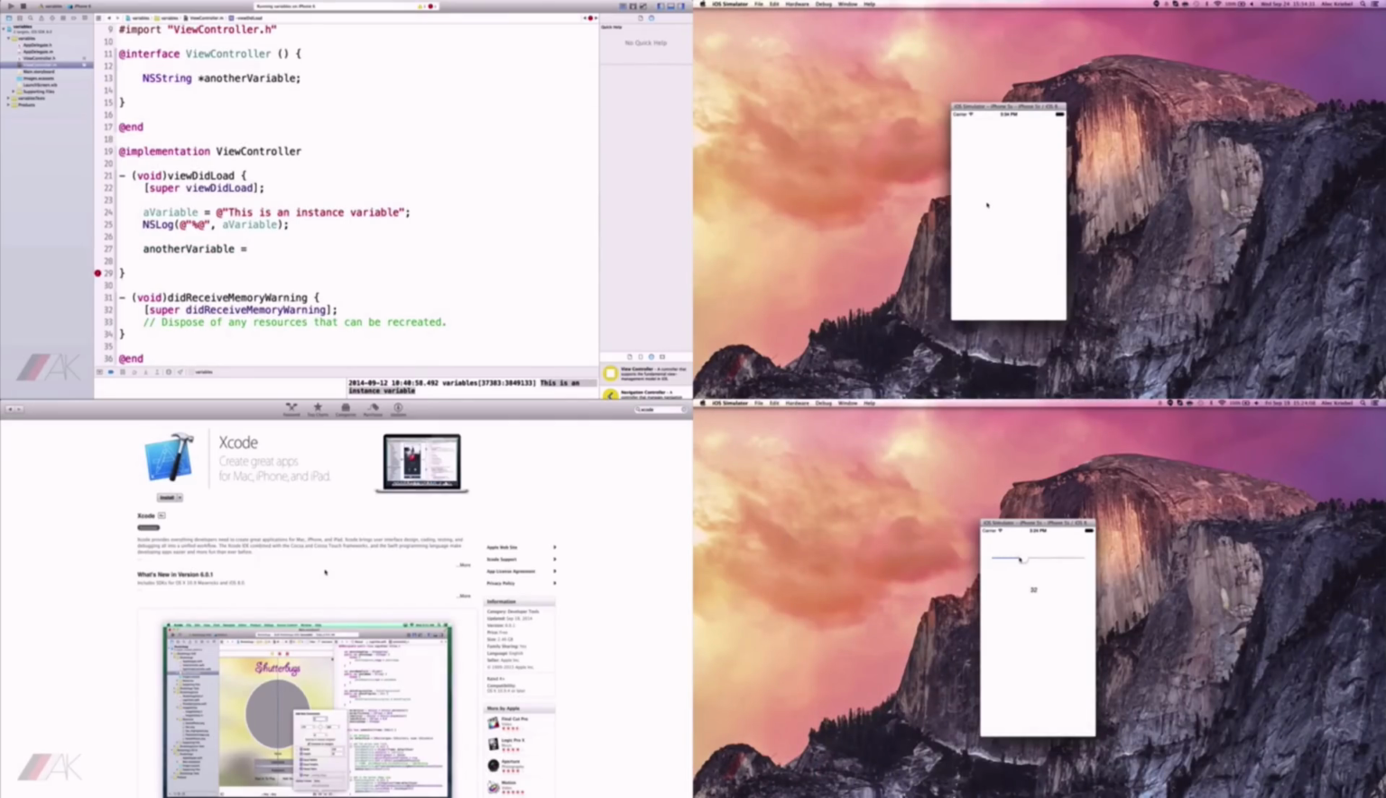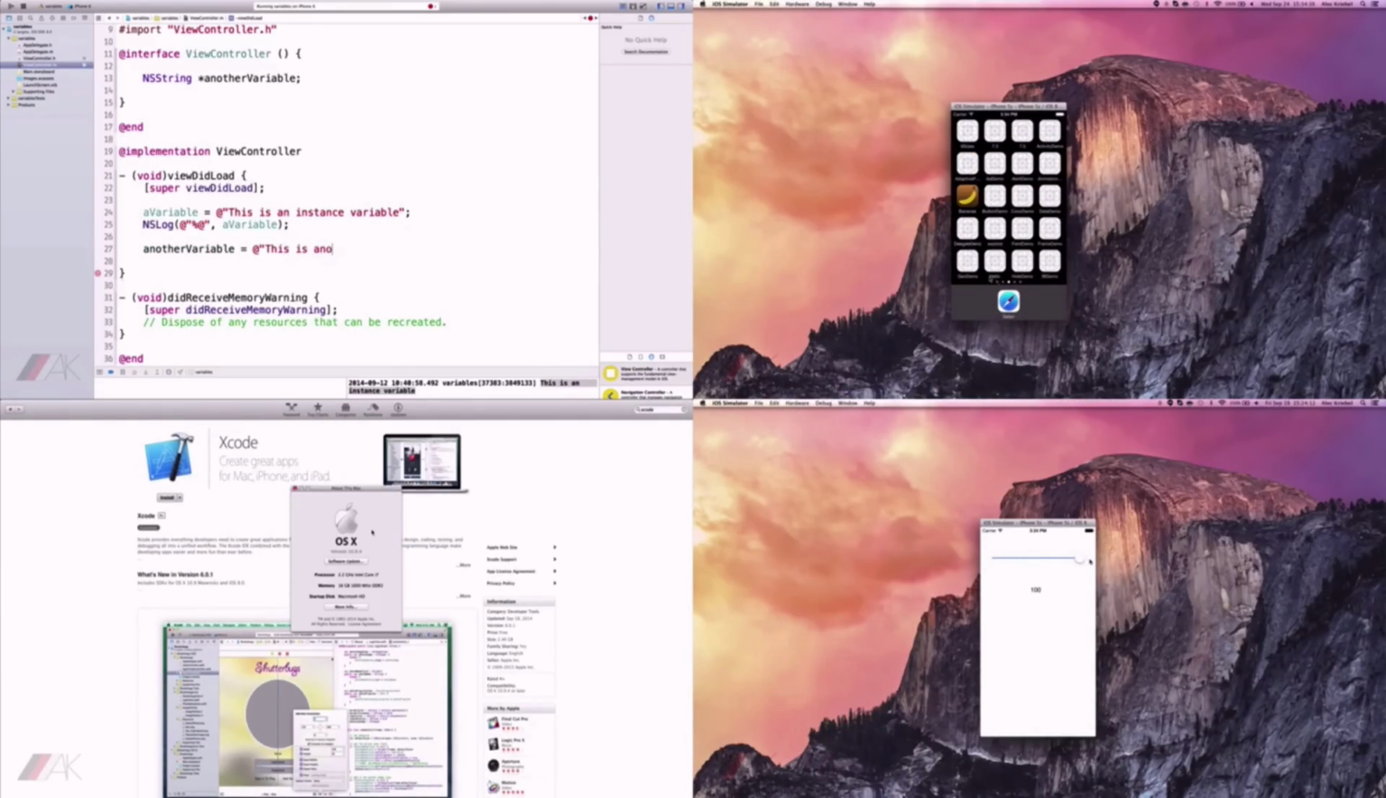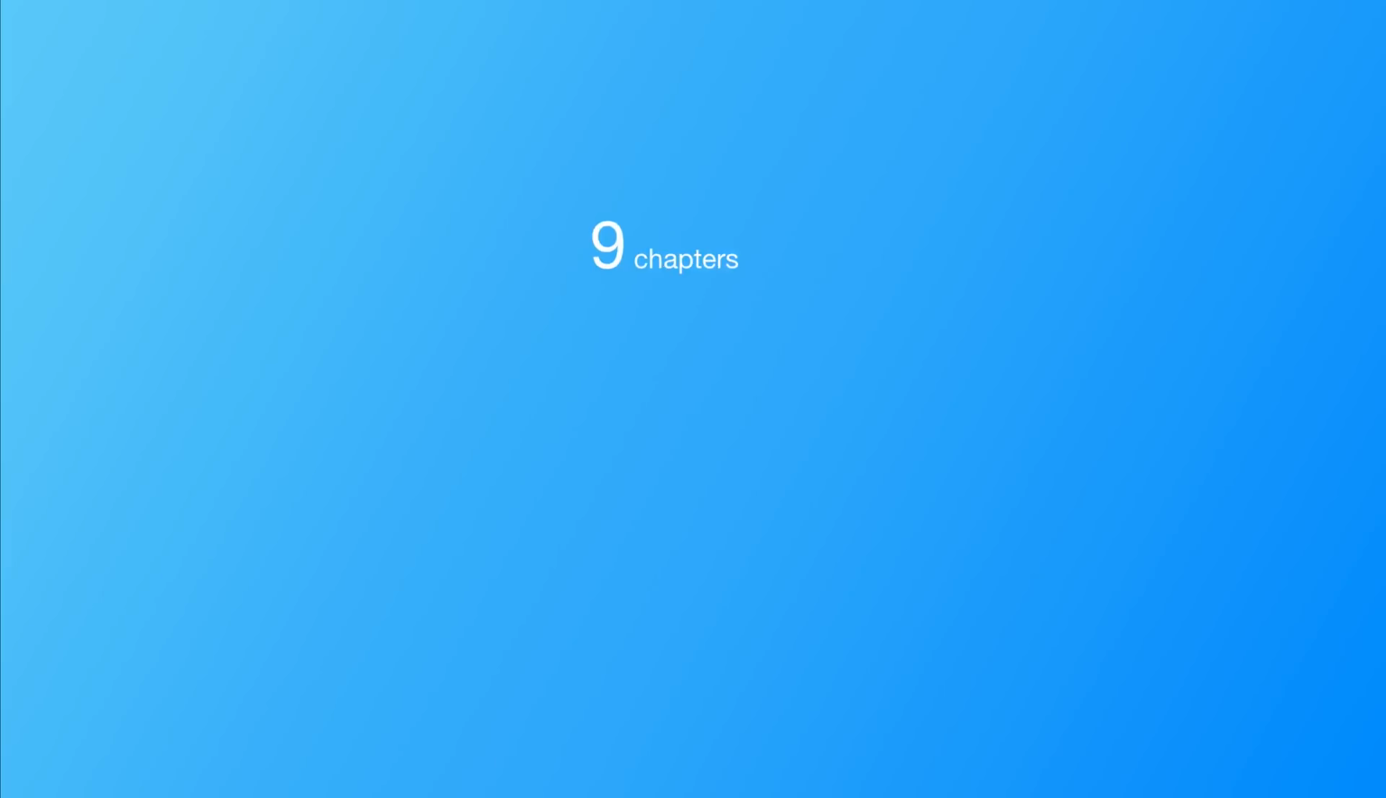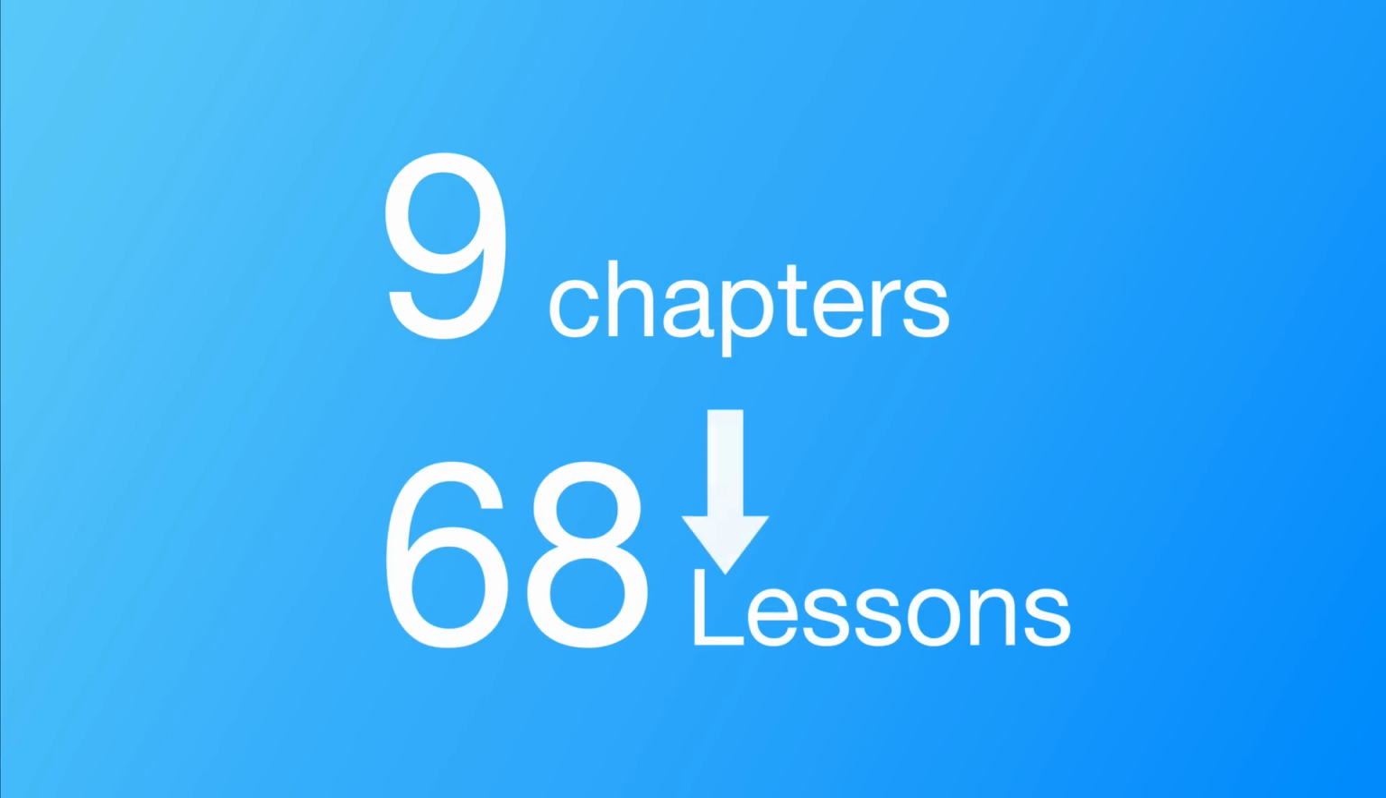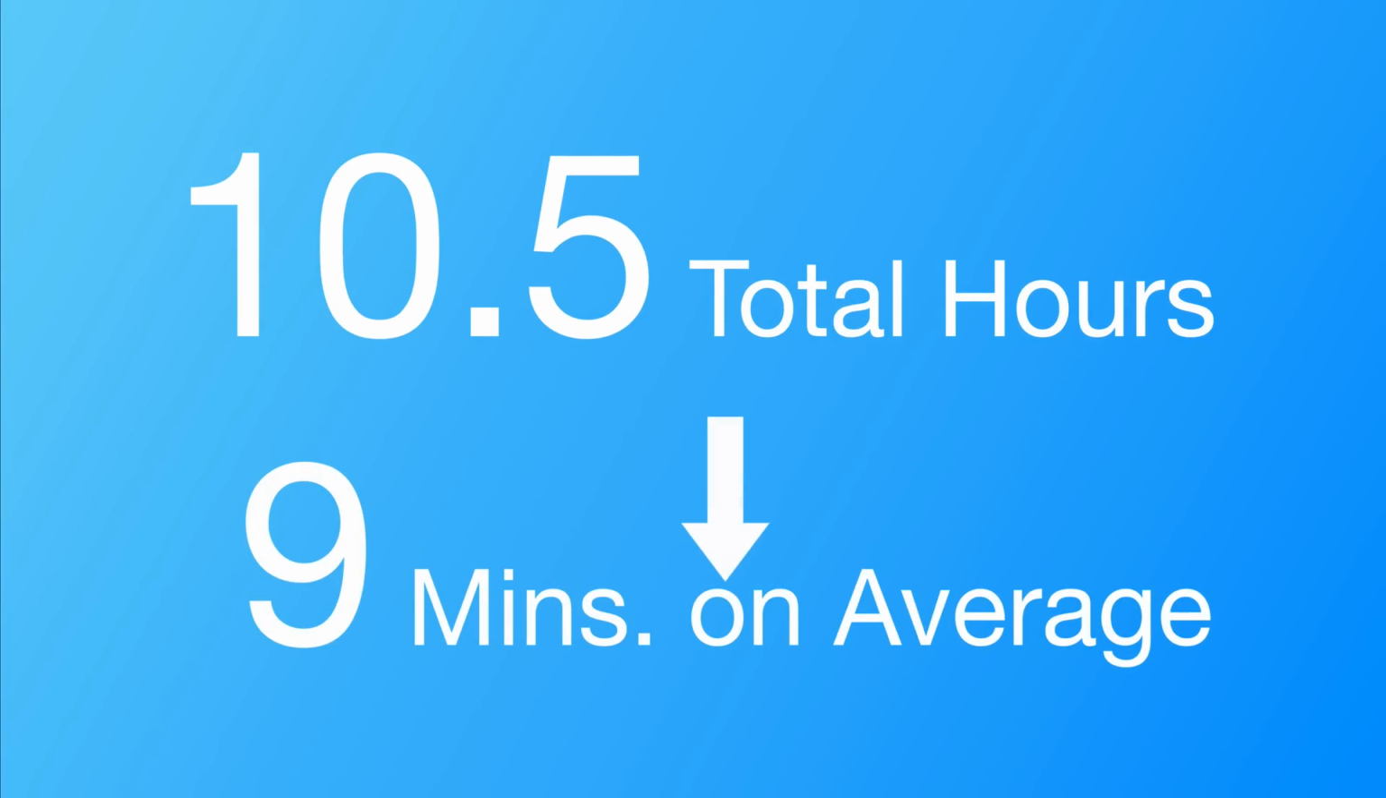More importantly though, it teaches you how to learn, so you can learn whatever iOS development techniques you desire. So where can you start? The How to Develop iOS Apps course offers 9 chapters encompassing 68 lessons. There's a total of 10.5 hours of content, but don't worry, the average lesson is only 9 minutes long, so it's easy to finish. My name is Alec Kriebel.